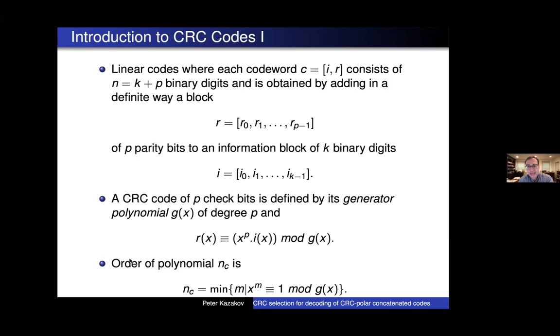Peter, can I just ask this question? This is the question we were talking about before. Is it the case that every polynomial has an order? Yes. Okay, yes. Thank you. Every polynomial has an order, and of course, for g(x) we also have some assumptions. One assumption is the degree p, and the other assumption is that it is not divisible by x, so it finishes with plus 1. The last bit is 1.